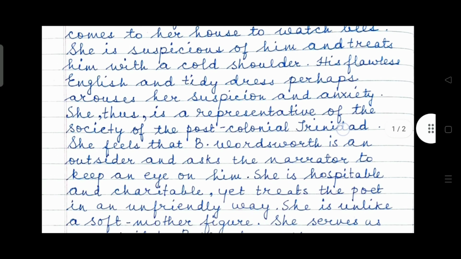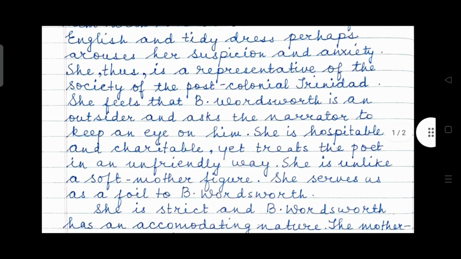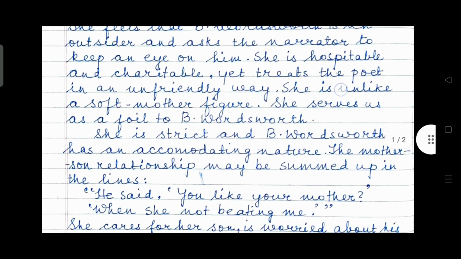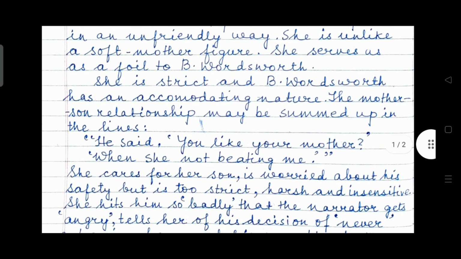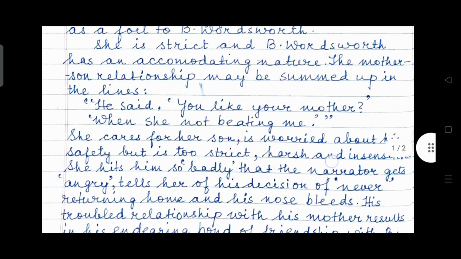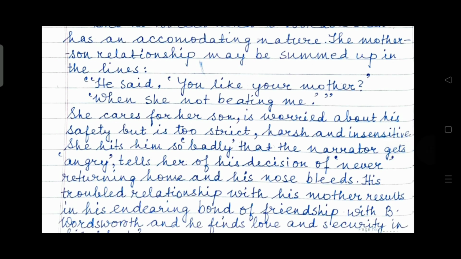She feels that B. Wordsworth is an outsider and asks the narrator to keep an eye on him. She is hospitable and charitable, yet treats the poet in an unfriendly way. She is unlike a soft mother figure. She serves as a foil to B. Wordsworth. She is strict and B. Wordsworth has an accommodating nature. The mother-son relationship may be summed up in the lines. He said, "You like your mother? When she not beating me."